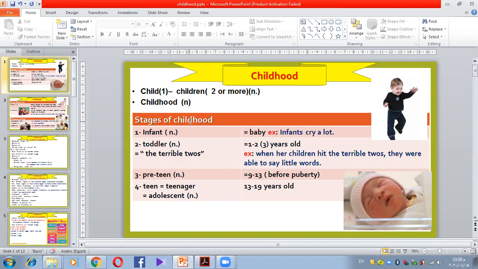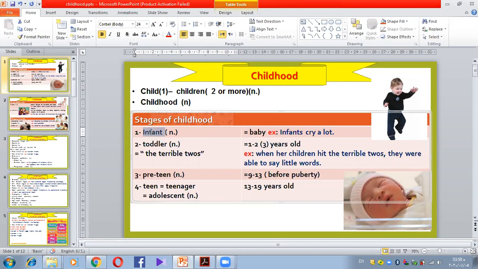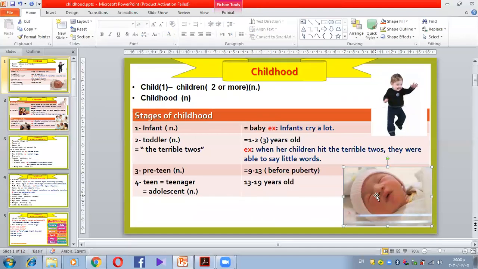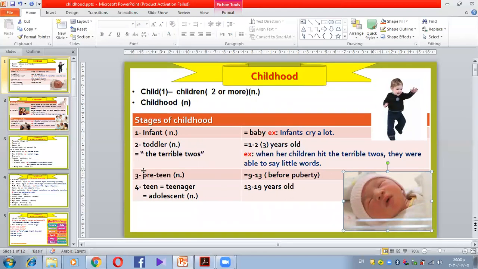So when you were born, what do we call you? We can call you infant. Infant is a noun which means baby. It's the same word, so you can say infant, or you can say the other synonym, which is baby. As an example, infants cry a lot. Infant means when you were just a baby. Okay, very good. The next word, toddler.